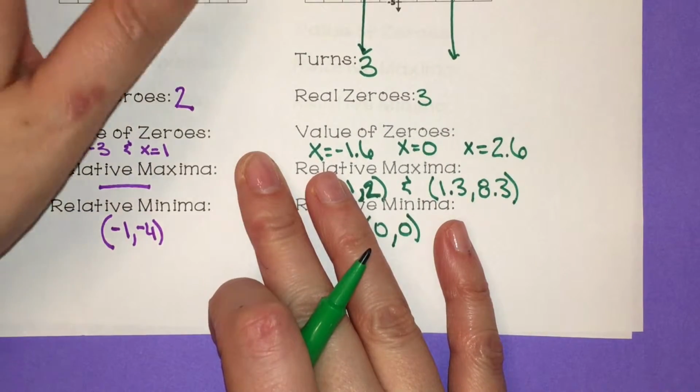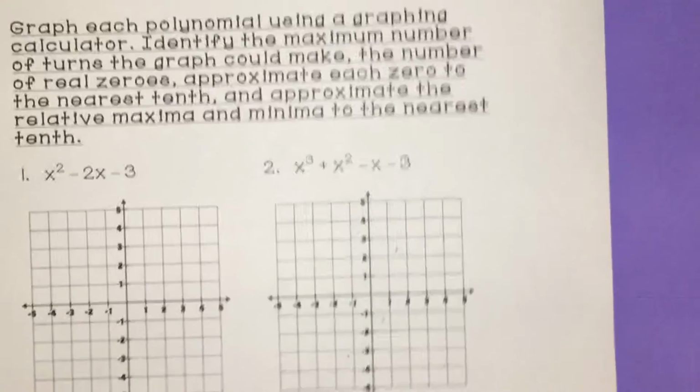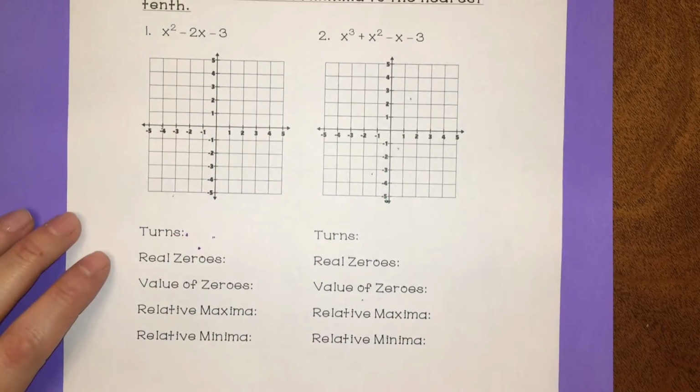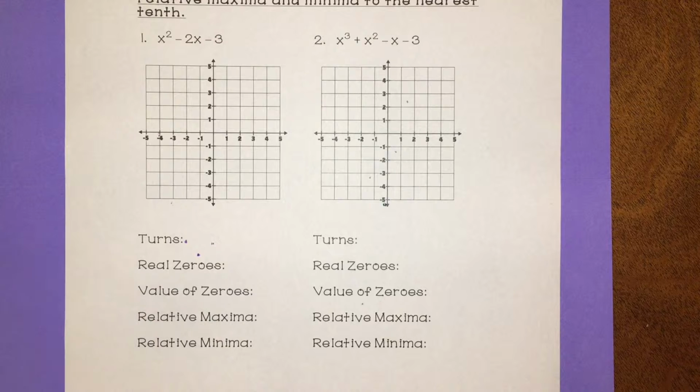All right, here are two for you to go ahead and try. When you're ready, I will go through the answers with you. All right, so I'm just going to type this into my calculator. X squared minus 2x minus 3.